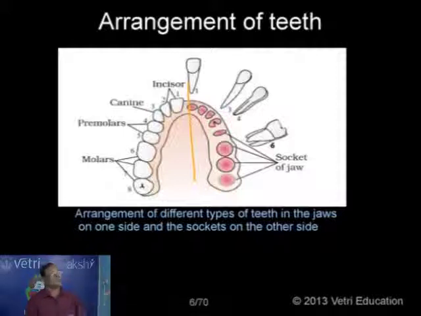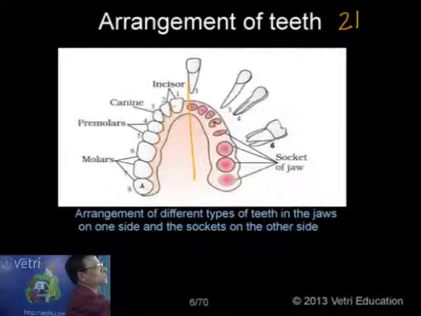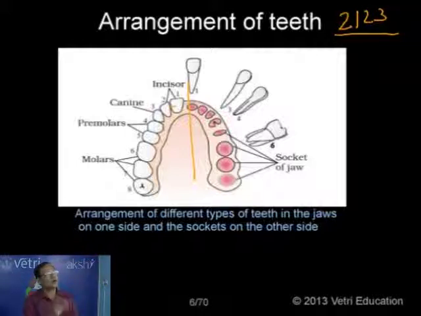In the case of human beings, we have 2 incisors, 1 canine, 2 premolars and 3 molars. We are taking each half only. The numerator represents one half of the upper jaw, and the denominator represents one half of the lower jaw. So this is the dental formula.